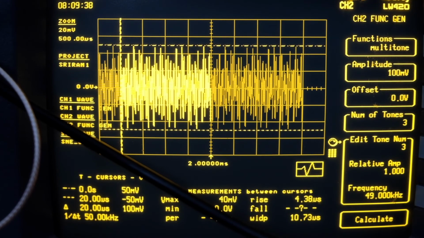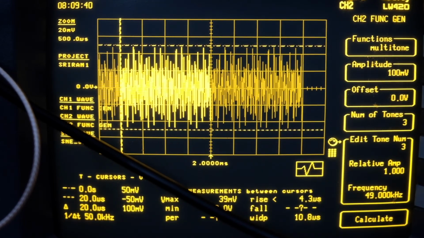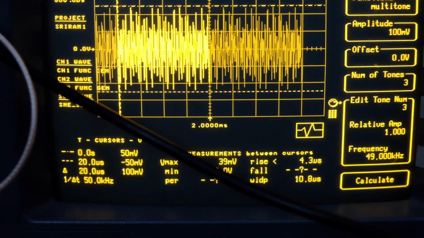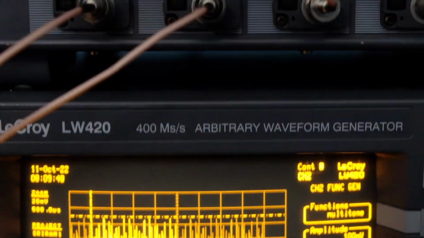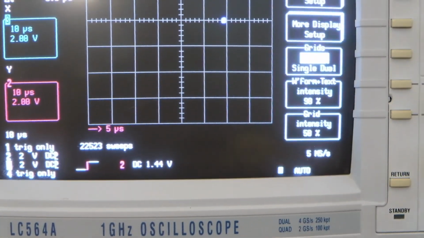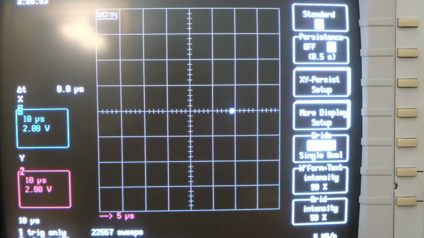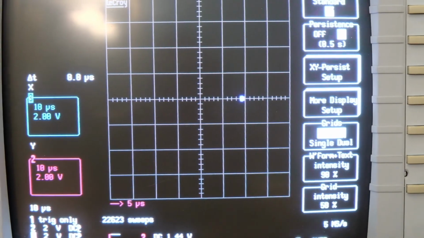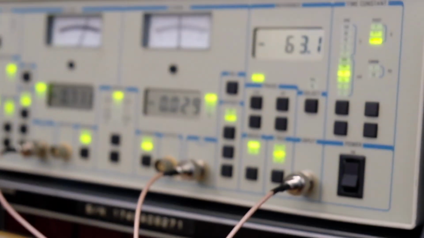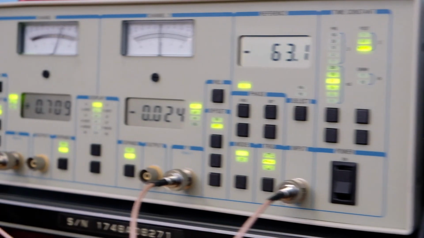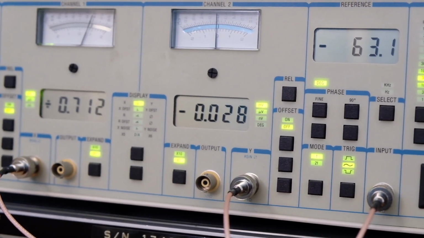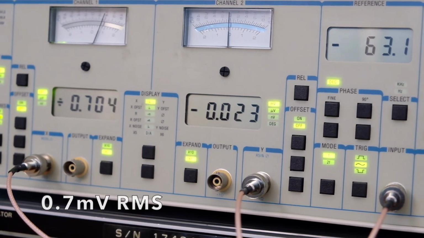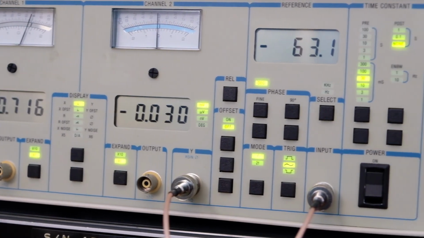So we go back to the scope to see what we got here. First I will show the clean signal as before, and then we will add this interfering signal. So right now the interfering signal is off, and so we have a very clean phase. If you look at the lock-in, the amplitude is 0.7 RMS, and the X is 0.7 RMS, which is also the amplitude, because the Y component is almost 0.